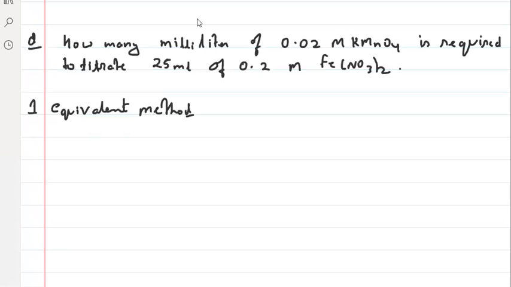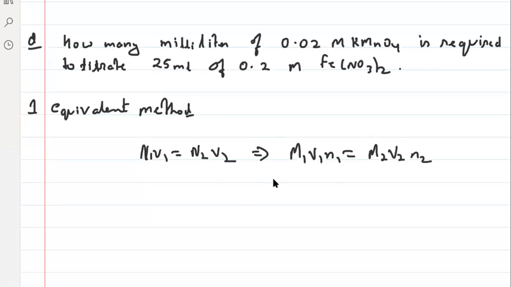I guess someone could have solved this. Please tell me the answer. This is exactly the same as the last one, with Fe2+. N1V1 is equal to N2V2, or M1V1N1 is equal to M2V2N2. M1 is given as 0.02, into V1, which we don't know, x, into N1. I will consider it as acidic medium, since if nothing is given, we take acidic medium, so 5. M2 is given as 0.2, V2 is 25, and N2: Fe2+ converts into Fe3+, which is the only option, so 1.